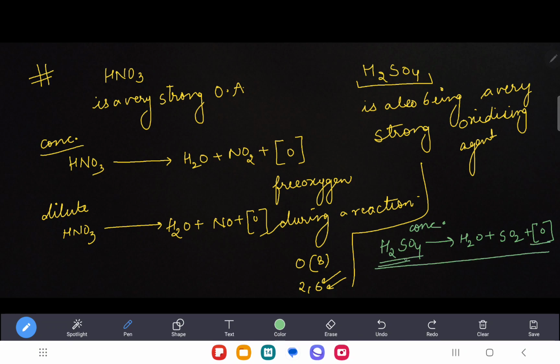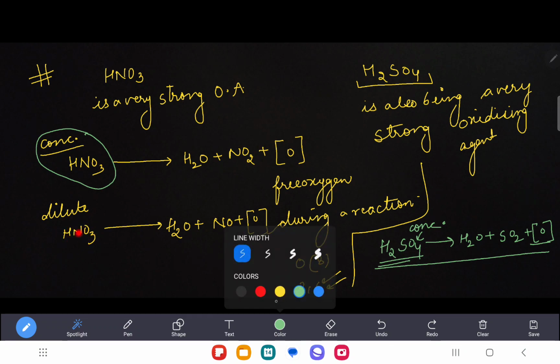Both the acids, concentrated H2SO4 and concentrated HNO3. Concentrated basically means when you have a large amount of HNO3 in the same beaker, that means the amount of water is less. That is what you understand by concentrated. Water is less, and HNO3 is more. When we talk about dilute HNO3, water is more and HNO3 is less. That's what we are talking about.